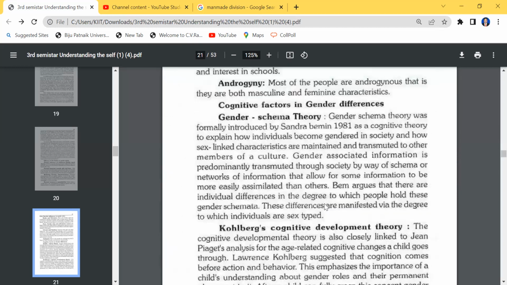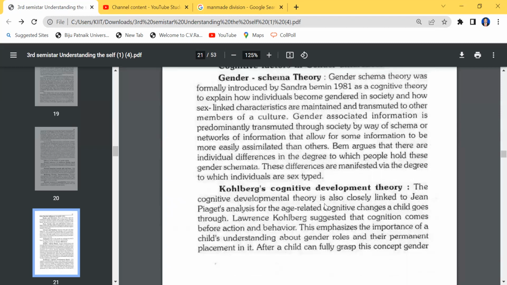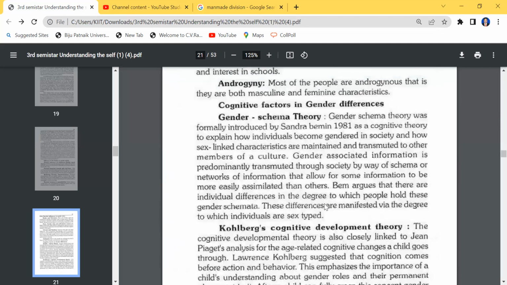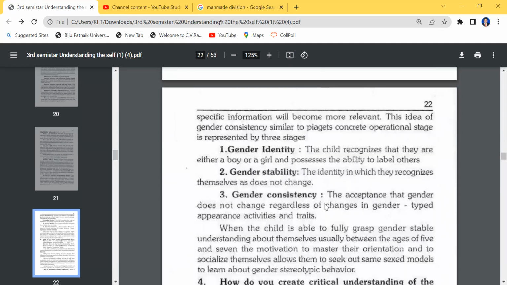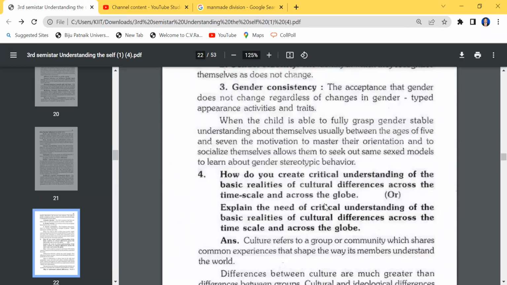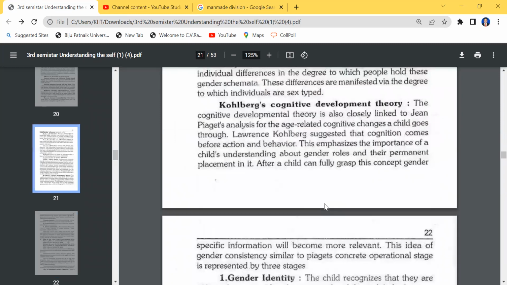So, cognitive factors in gender differences. Cognitive factors: gender schema theory, Kohlberg's cognitive development theory, gender identity, gender stability, gender consistency. These are the schema theories.